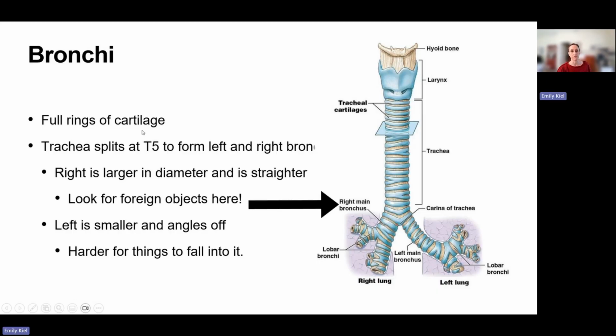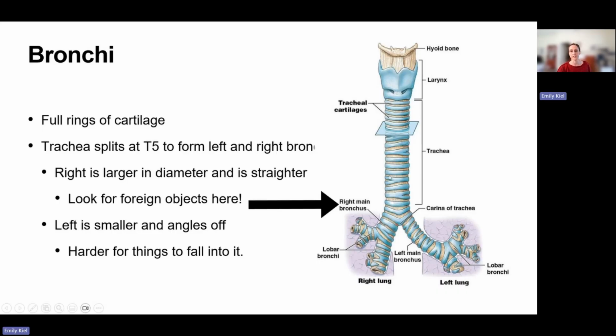The bronchi have full rings of cartilage, so no longer C-shaped. And the trachea is going to split at the level of T5 to form the left and right bronchus. Bronchus is the singular form of bronchi. And you can see the right is larger in diameter, and it's a little bit straighter than the left side. The left side's a little smaller and has this curve. This is important because if someone inhales something or someone is choking, this is where those foreign objects are going to end up.